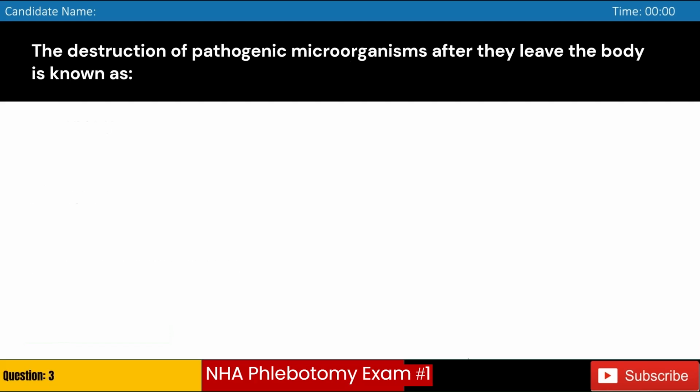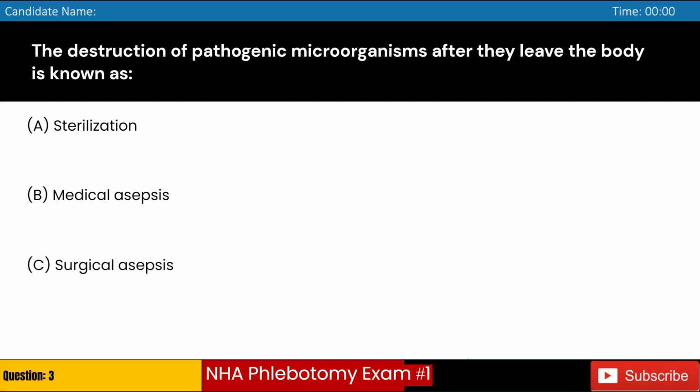The destruction of pathogenic microorganisms after they leave the body is known as: A. Sterilization. B. Medical asepsis. C. Surgical asepsis. D. Disinfection. Answer B. Medical asepsis involves the destruction of pathogenic microorganisms after they leave the body.